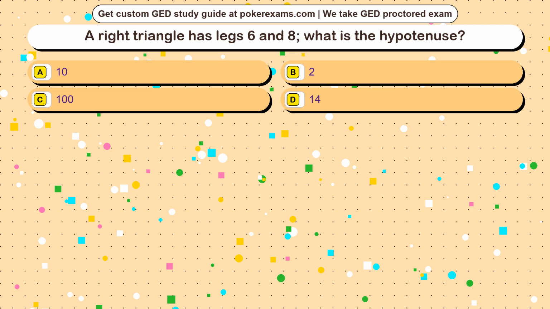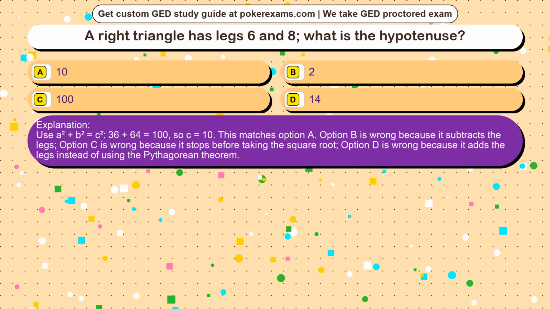The correct answer is option A. Use a squared plus b squared equals c squared, 36 plus 64 equals 100, so c equals 10. This matches option A. Option B is wrong because it subtracts the legs. Option C is wrong because it stops before taking the square root. Option D is wrong because it adds the legs instead of using the Pythagorean theorem.